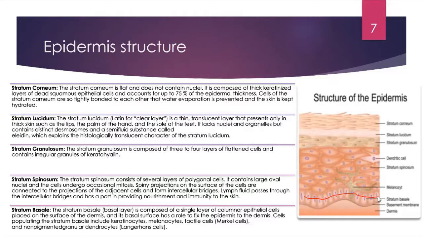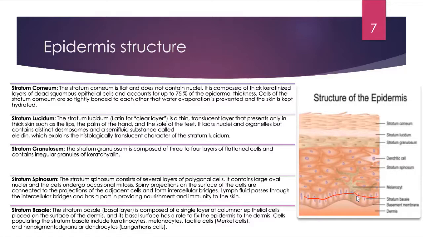This layer also contains, can you see, it's not here. Yeah, it has the melanocytes, okay? So it contains melanocytes and also tactile cells like Merkel cells, and also the Langerhans cell, or it's called dendritic cell. And all of these play an important role in our body. For example, melanin is the pigment which is responsible for giving the color of the skin. And in addition, it protects our body from harmful radiation such as the ultraviolet.